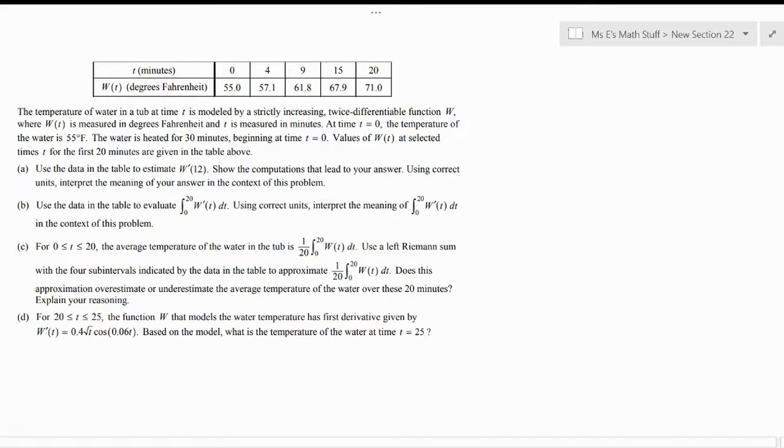For part A, it asks you to use the data in the table to estimate W prime of 12 and to show the computations, label your answer using correct units, and interpret the meaning of your answer in the context of this problem.